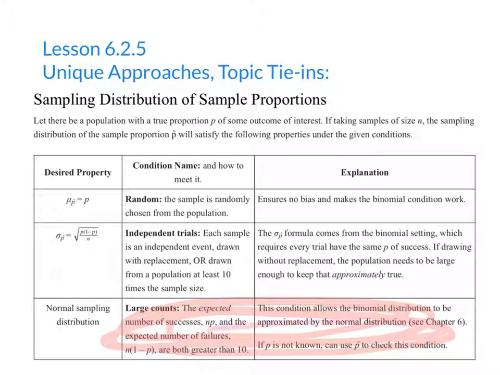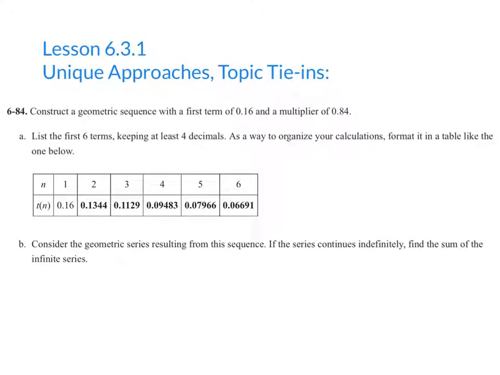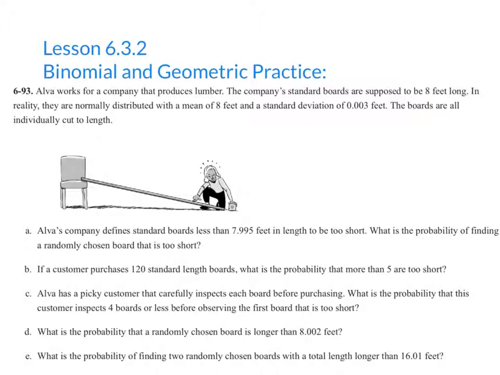In Lesson 6.3.1, the tree mortality theme is continued and used to introduce the geometric distribution. The lesson begins with a short review of a geometric sequence, and you may want to review this personally before the lesson. In Lesson 6.3.2, the students experience a variety of problems from a variety of contexts.